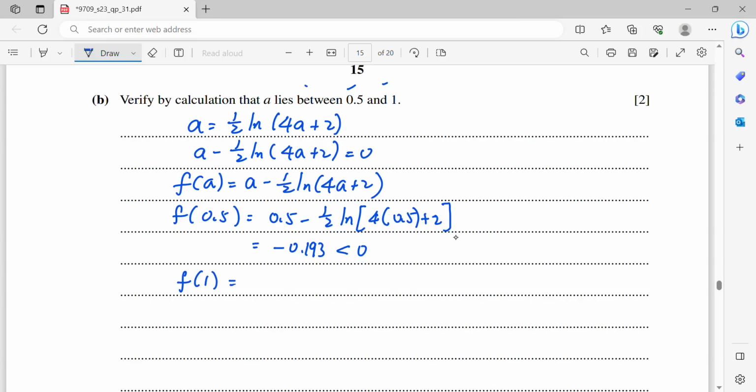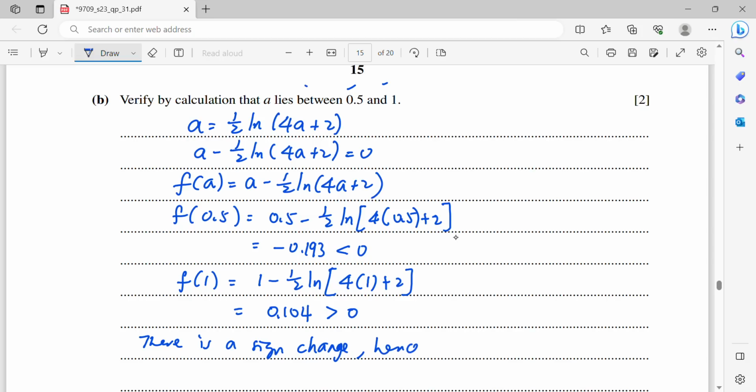Now followed by f(1). So f(1) means 1 minus half ln 4 times 1 plus 2. Then this is going to be 0.104 and it is greater than 0. So you just write there is a sign change. Hence, a lies between 0.5 and 1. Okay, so every time when we need to verify the root lies between two values, then we are going to use this method, the sign change rule.